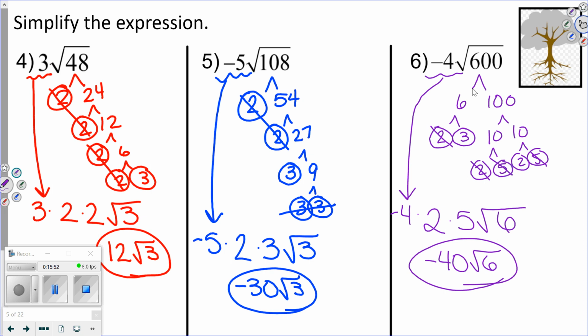All right, questions on simplifying radicals? All right, we're going to stop there for today. You do have an assignment to practice some of this, so you have the rest of the time to work on that.